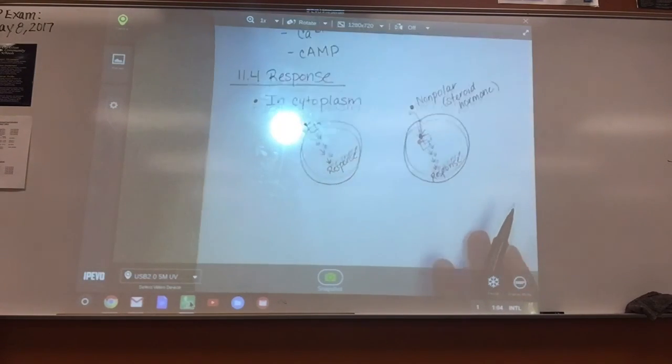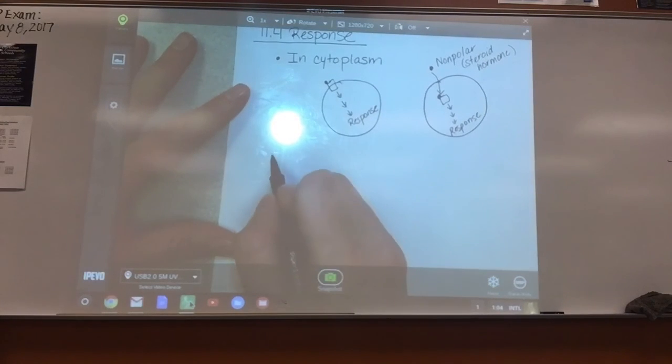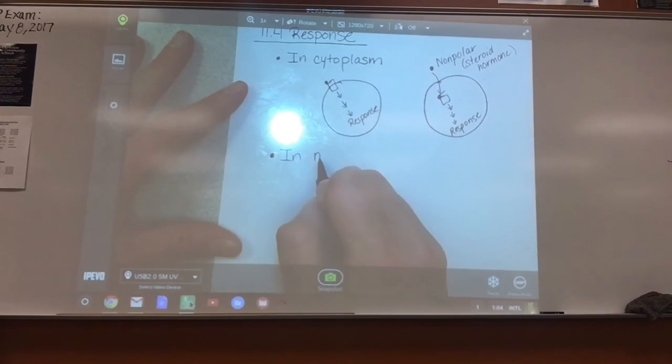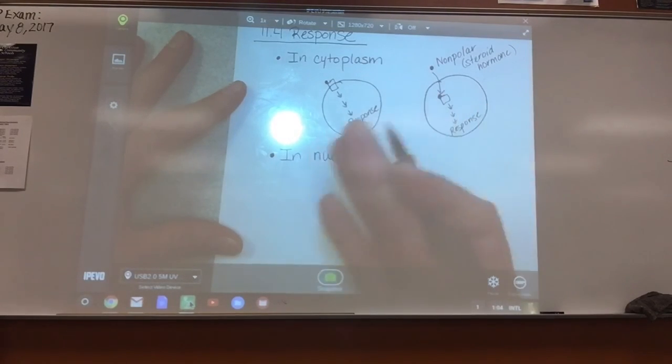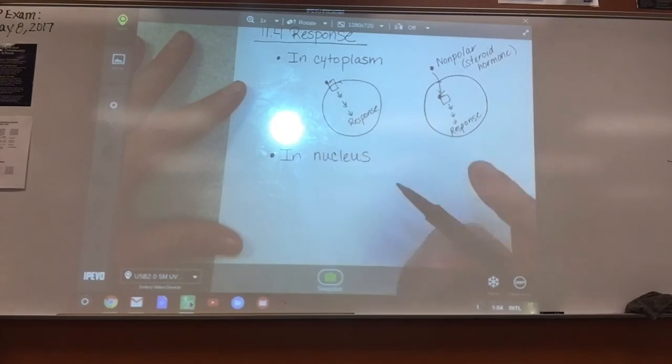And that's your response. The last thing that we talked about in chapter 11 is apoptosis. Remember that's programmed cell death. And that's chapter 11.